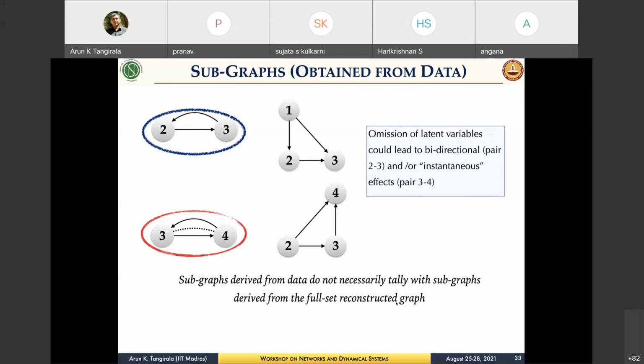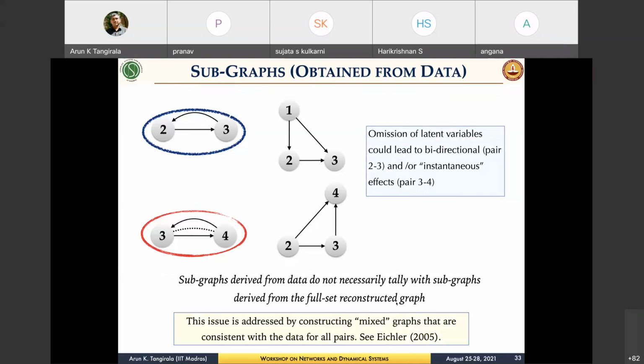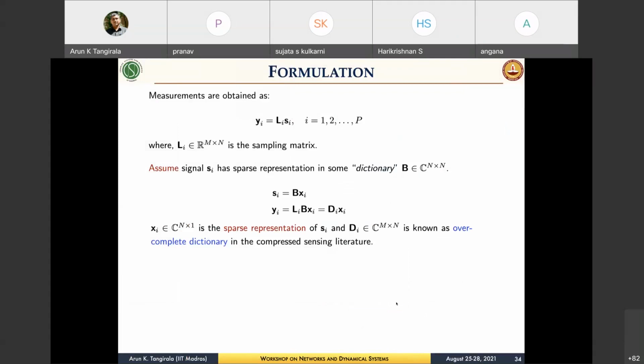And in order to address this, Eichler, who has made some very important contributions to this field, proposes the use of what is known as a mixed graphical representation. I don't intend to go that into detail. You can refer to this reference. So this is one limitation. Then the second issue that I talked about is handling missing data. So how do you handle missing data? Well, there are so many solutions.